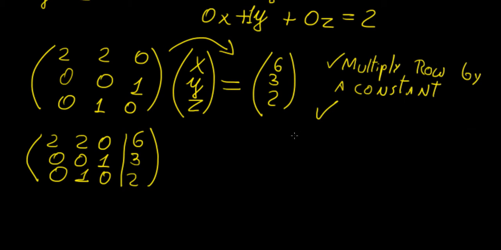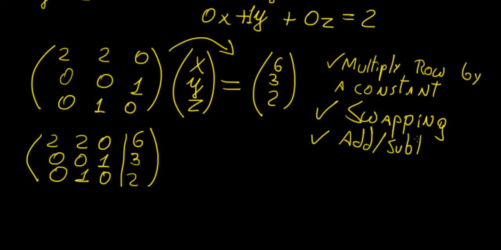Second kind of operation we can perform is swapping rows. So we can actually swap two rows together at any point. So for example, I can grab this row here and exchange it with the top row, or even the first row here, and I can continue doing that as many times as I want. So that's also an allowed operation. And the last one is we can add or subtract one row from another.